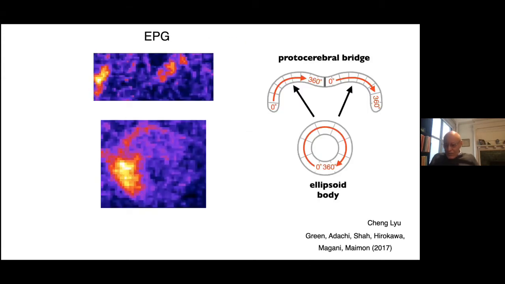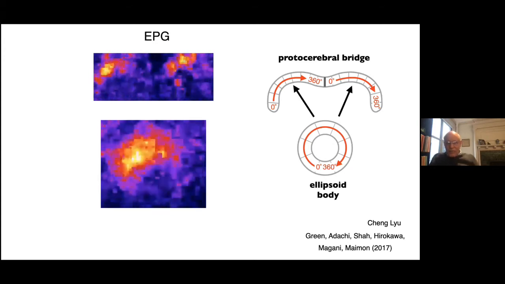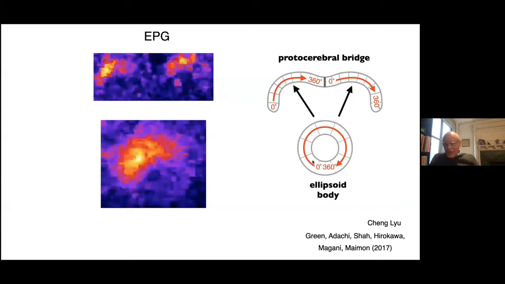So let me show you this movie made by Chung Liu in Gabby's lab that really shows you all three bumps. So this down below is the ellipsoid body. There you can see the bump, the compass bump. And then this is the protocerebral bridge. And you can see the two compass bumps that are its copies. And if I turn it on, you'll see they all three move together and they jump around the corner. So there's really three compasses. And the reason for that is that the compass is sort of made within the ellipsoid body, but it's going to be transferred to a lot of neurons. I like to think of the protocerebral bridge as kind of a junction point where synapses form to send this heading signal to many other neurons. And we'll get into that more in my Monday lecture about what sort of computations can be done with the heading signal.